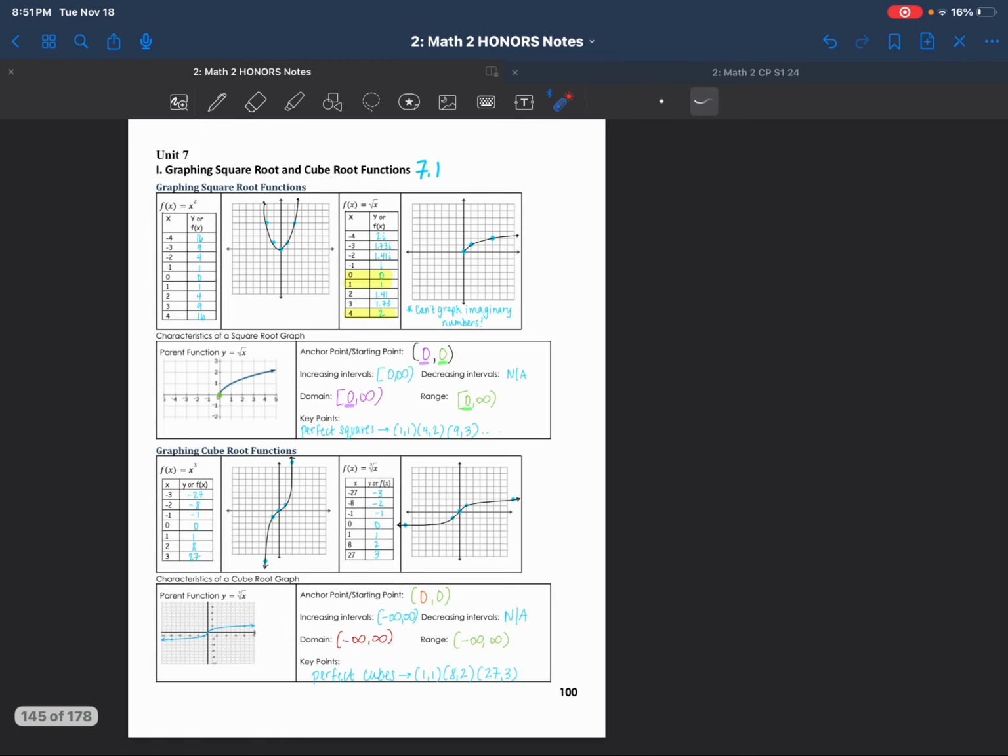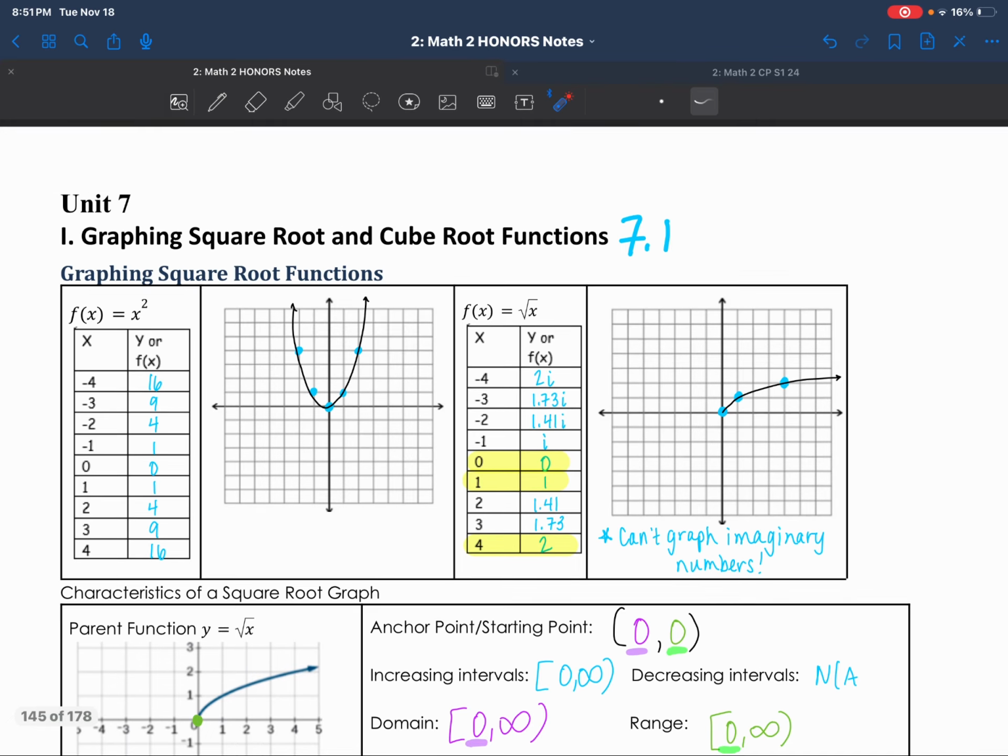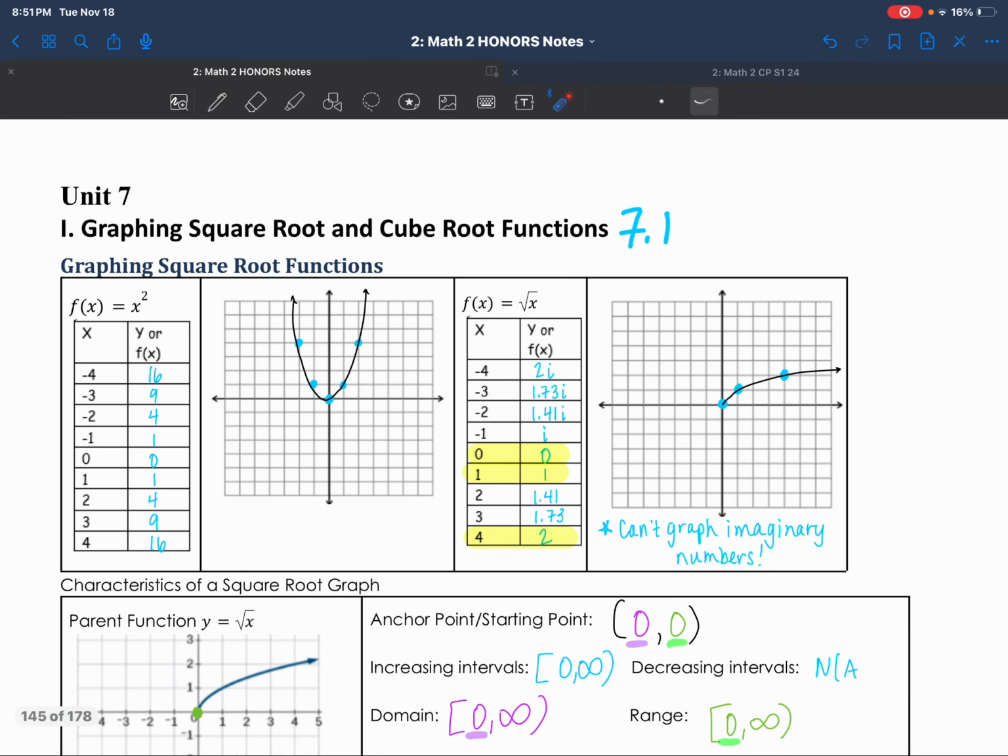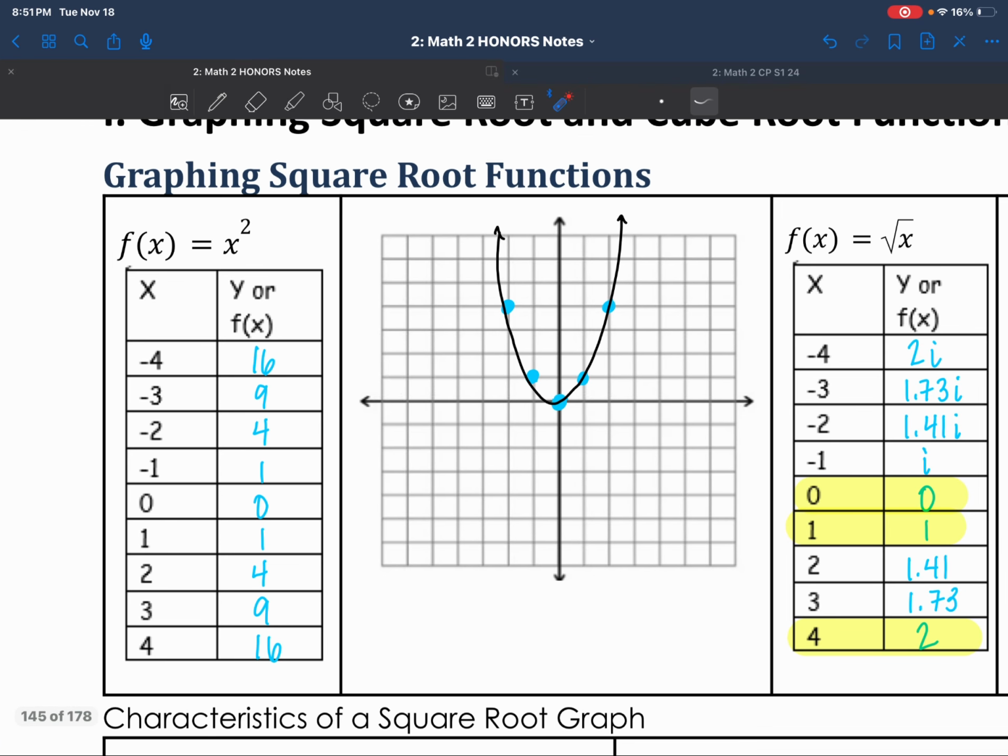All right, today what we're going to be talking about are graphing square root and cube root functions. So let's get into it. So when we're graphing square root functions, for the first part, your parent function is going to be f of x or y equals x squared. This is considered the parent function.